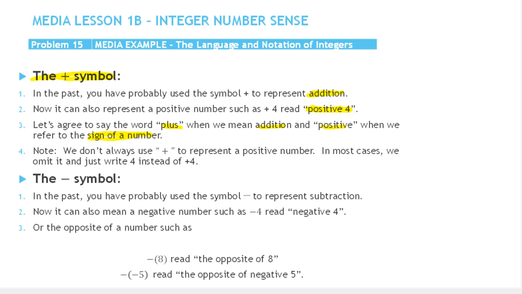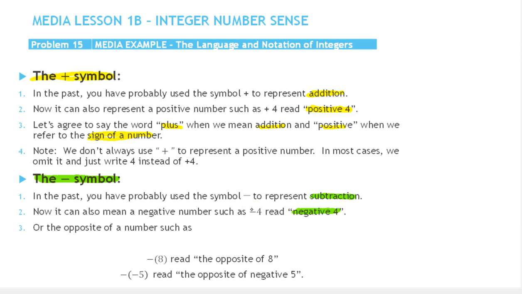The next symbol, you may look at this and say minus, or you may look at this and say negative, or now you may look at this and say opposite. So it has 3 different meanings and it depends again on the context. In the past, you probably used this to represent subtraction. So we might say 4 minus 3. Now it can also mean a negative number such as negative 4. Notice if you just have the number by itself, there's not an operation of subtraction.